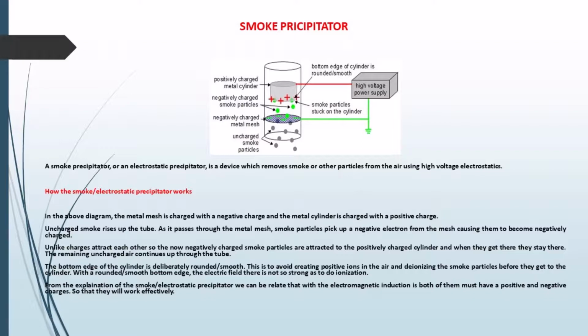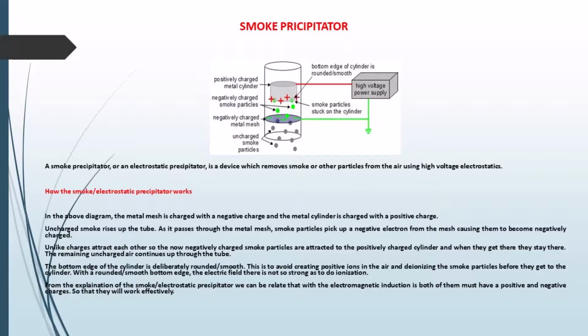As it passes through the metal mesh, smoke particles pick up a negative electron from the mesh, causing them to become negatively charged. Unlike charges attract each other, so the now negatively charged smoke particles are attracted to the positively charged cylinder, and when they get there, they stay there. The remaining uncharged air continues up through the tube.